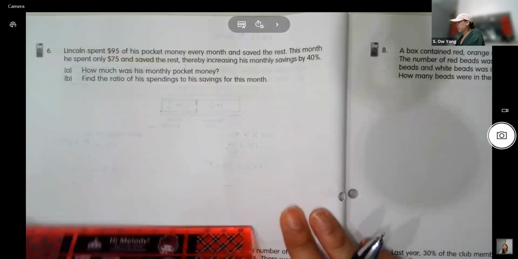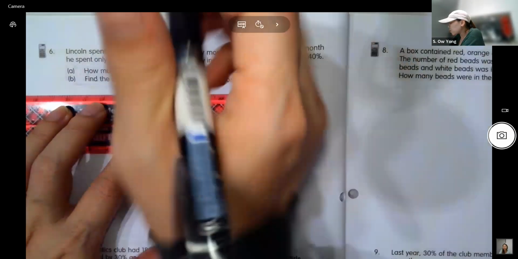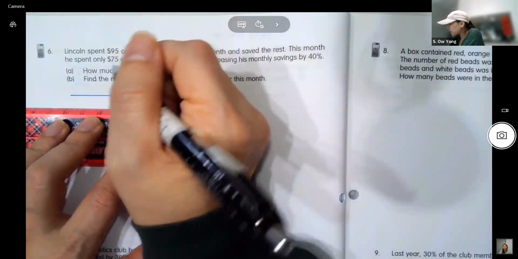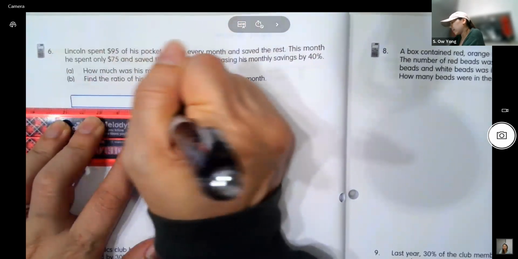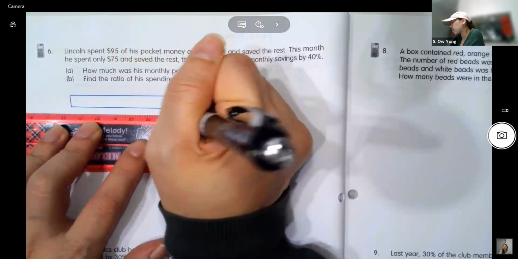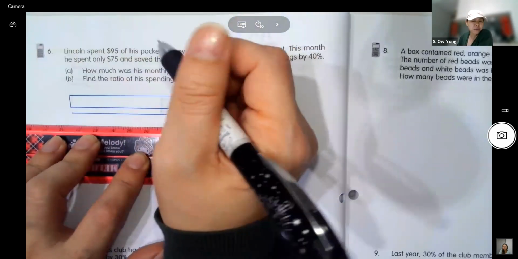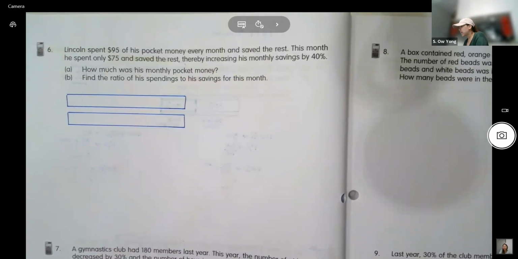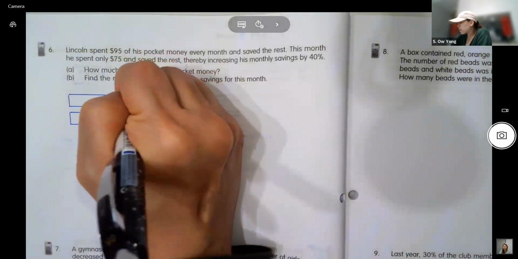So what you can see is pocket money, either you save or you spend. There's no such thing as I don't know, because when you say I don't know, it means that you are saving it for the time being before you spend. I draw the model 2 times to show you the difference. Now, the first model, Lincoln actually spent $95.